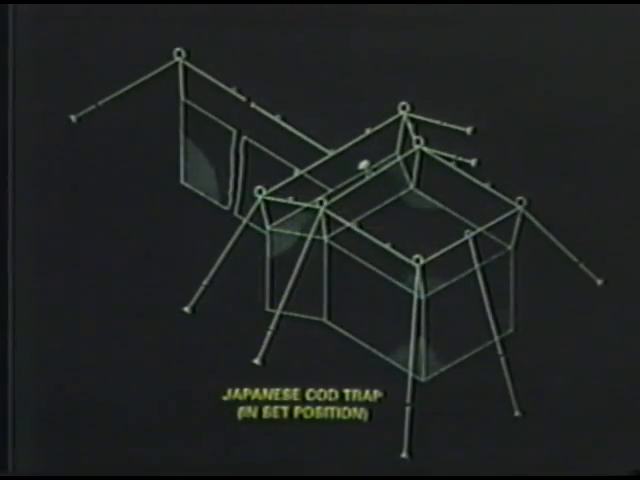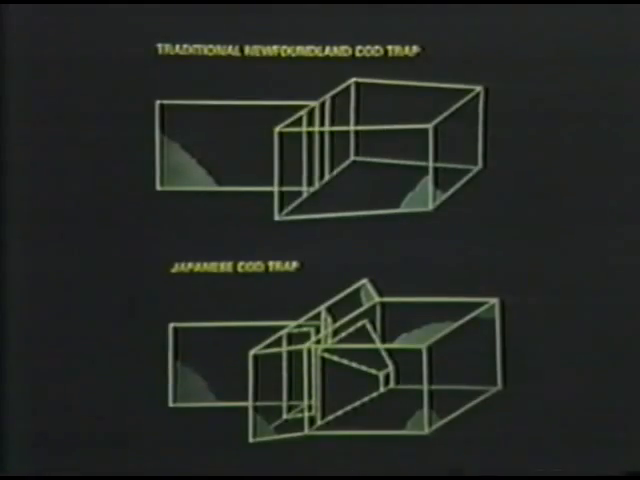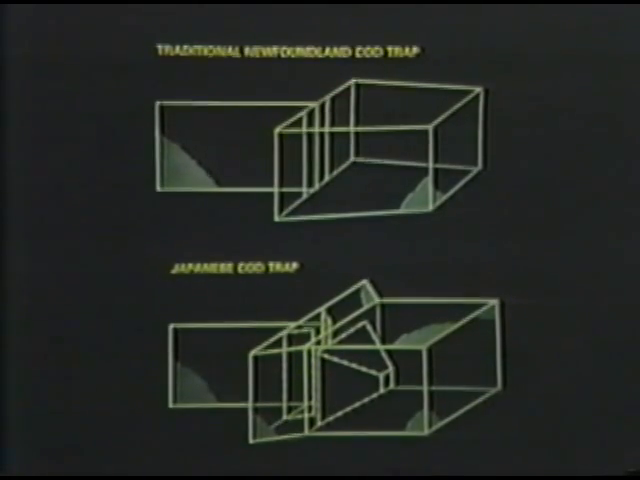Experiments proved that the Japanese trap could be used over a wider range of locations, could catch more fish, and hold them more successfully. However, this gear was much more expensive to purchase and somewhat more difficult to construct. After a few years of further experimentation, the local industry evolved an effective compromise between the expensive, complex Japanese trap and the simpler, less expensive traditional Newfoundland trap.